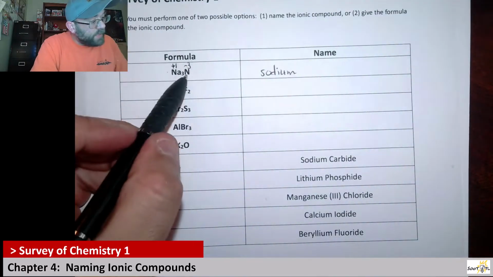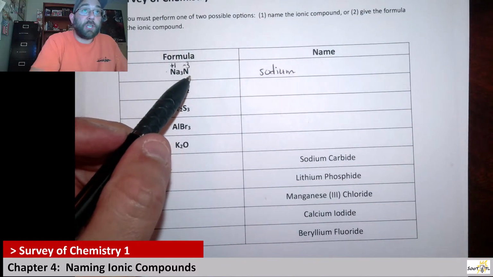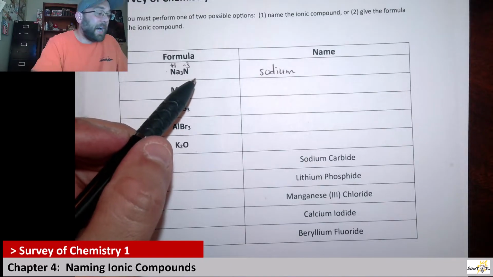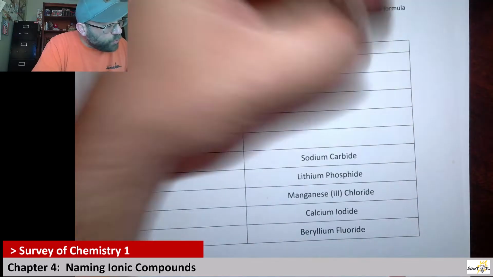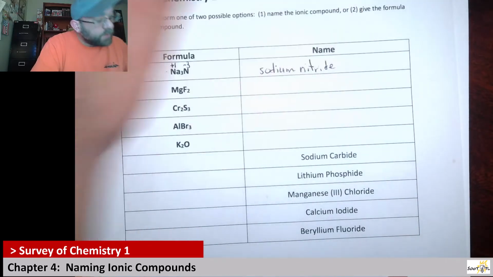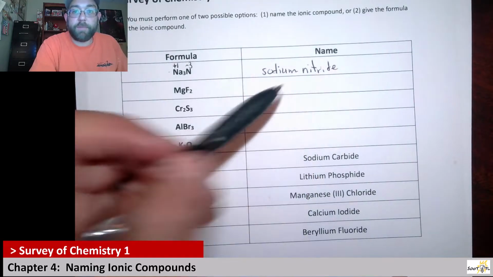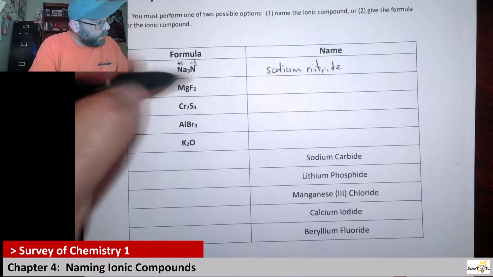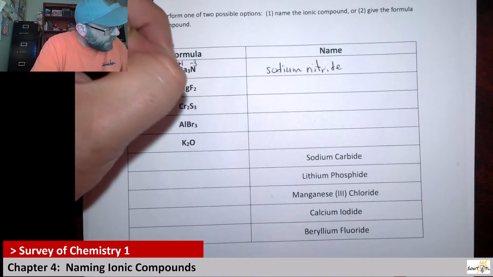All right, now this is nitrogen, but your anions, you take the ending off of their name and you replace it with "ide." So this would be sodium nitride. So of nitrogen, I'm taking off the ogen, right? So sodium nitride. Here we've got another metal that's not a transition metal. This is magnesium, and it's got a 2+.